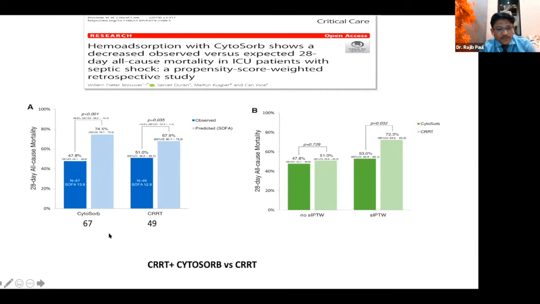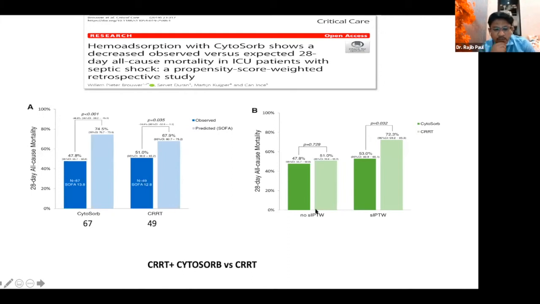So the subgroup of patients with septic shock who received Cytosorb and CRRT together had a significant drop in the 28-day all-cause mortality, while the ones which only received CRRT had a non-significant reduction in the mortality. When they combined, the difference in the mortality noted was 47% mortality in the Cytosorb group, while in CRRT 51% mortality, which doesn't really look very different.